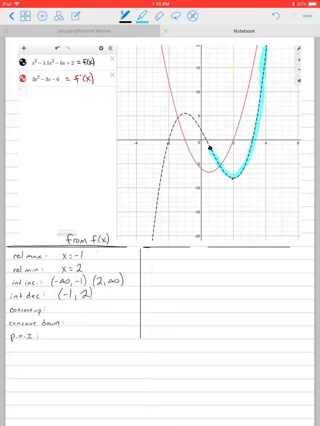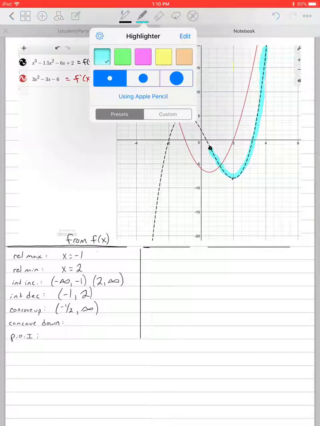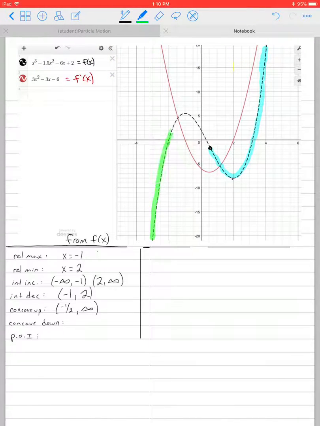That's going to be from -1/2, and we'll talk about how I got that later, to infinity. We're just approximating for now. Concave down is like a frown, like an umbrella. So this green section is concave down. This function is concave down from -infinity all the way to -1/2.